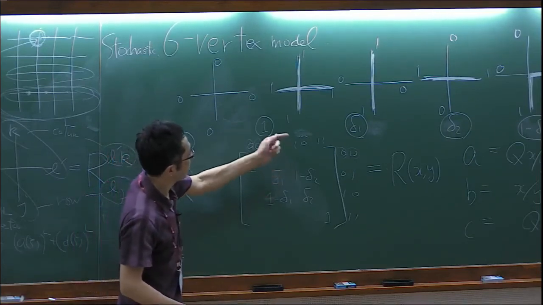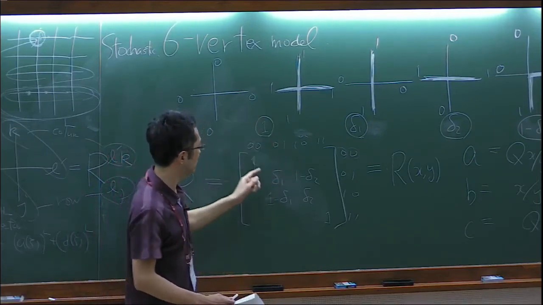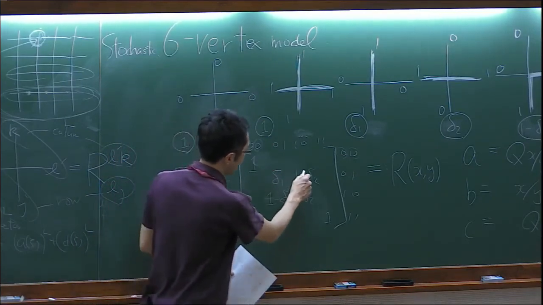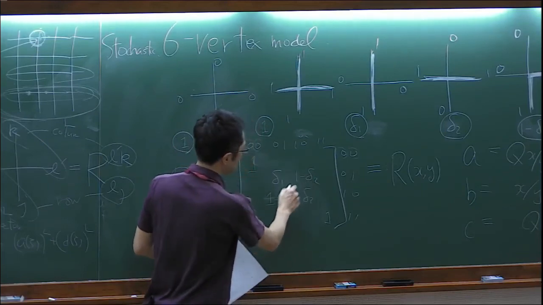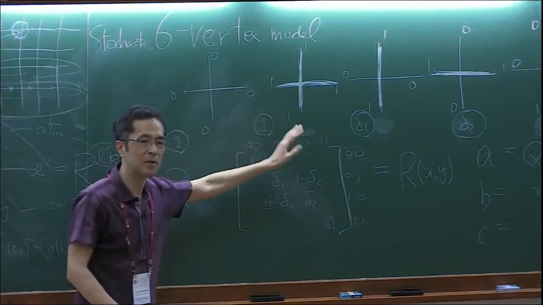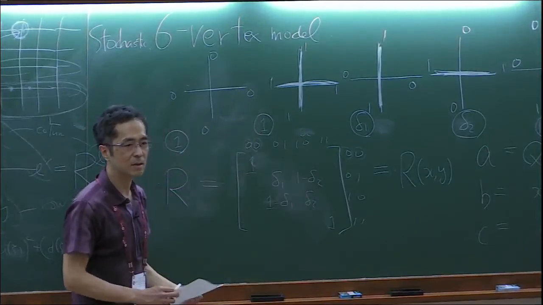That's right. In the usual six vertex model, we put just three parameters, A, B, C. And in this case, we have B, B, and C. But for this stochastic six vertex model, such a property is not here. It's not satisfied.